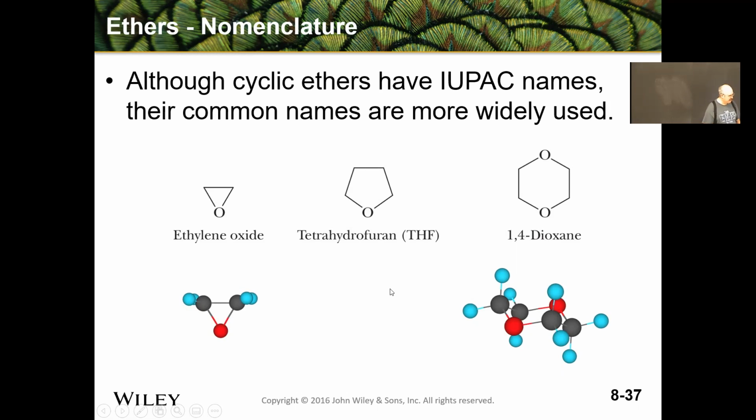Okay, I think this is where we left off. These cyclic ethers do have IUPAC names. Commercially, their common names are more widely used. Ethylene oxide is also known as oxirane. The four-membered ring is known as oxetane.